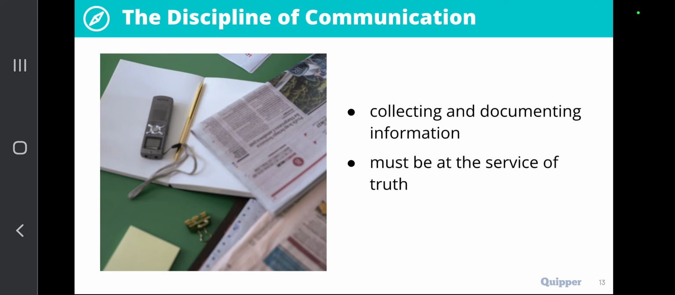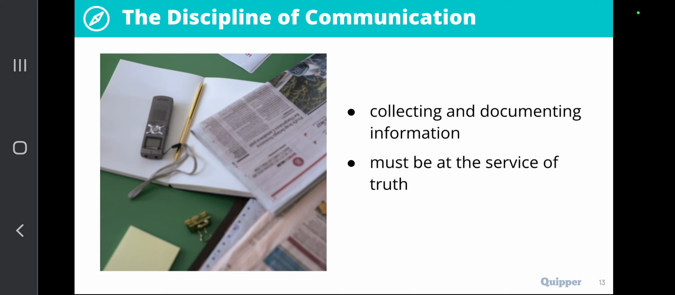There is a need for that. And it must be at the service of truth. That's why we begin this discussion with the highlighting of the word integrity in delivering factual information. Because communication is not only collecting and documenting information, but it must be at the service of truth.